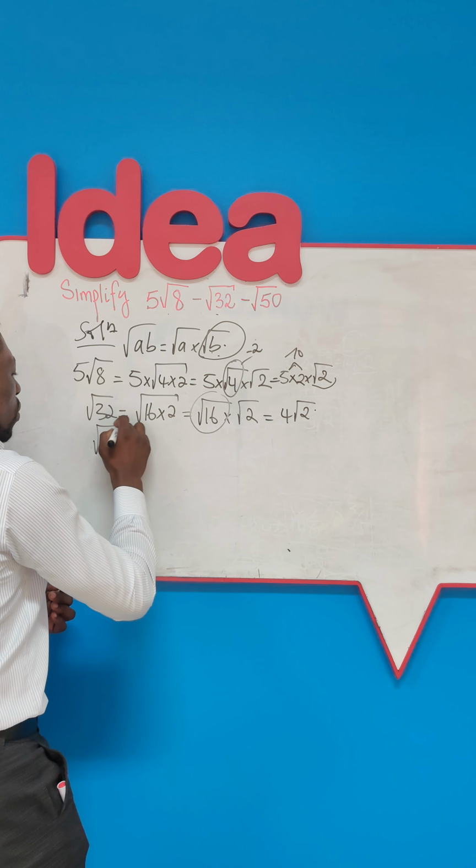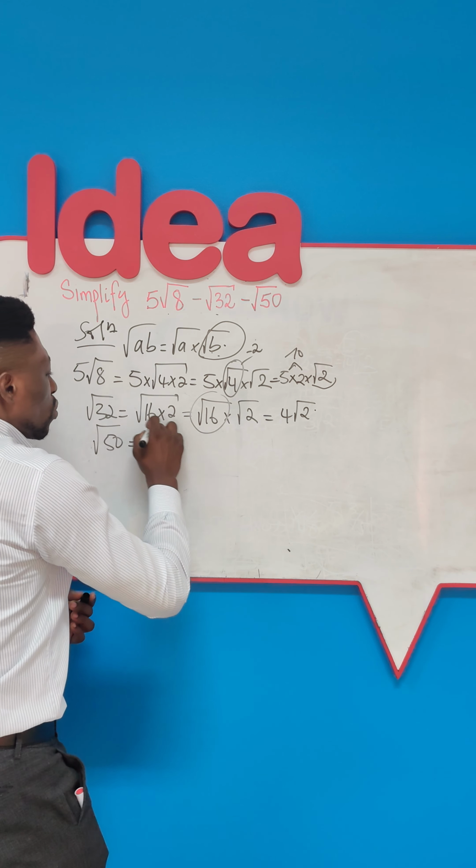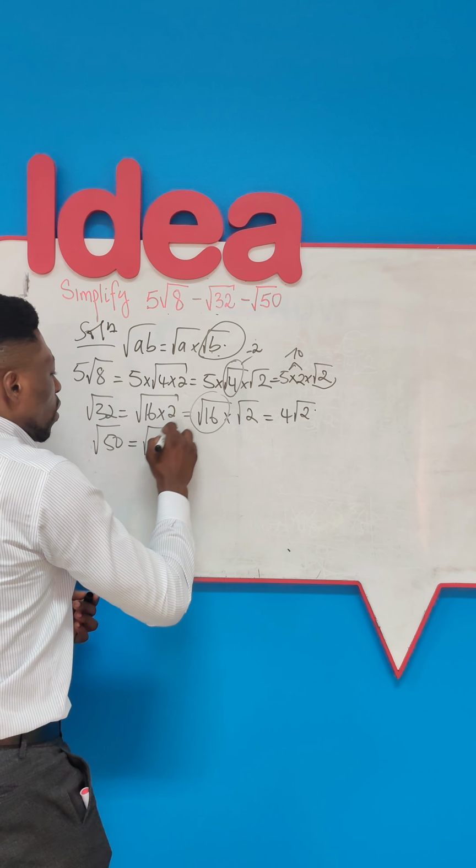And the last component, root of 50, which will be equal to root of 25 times 2 once more. Nothing else but 2, because 2 is the simplest form here. So which will give root of 25 times root of 2. Again, we are familiar with this. This is a perfect square. So it gives us 5 times root of 2.